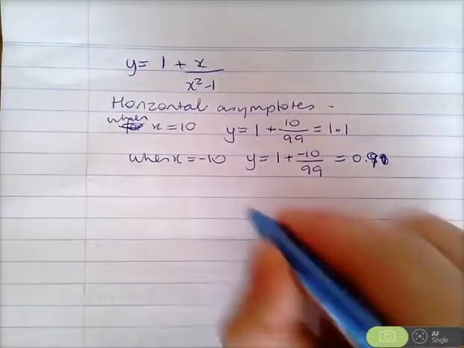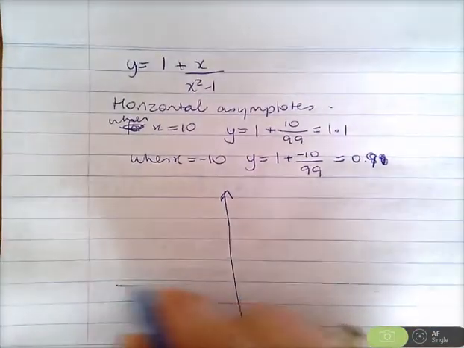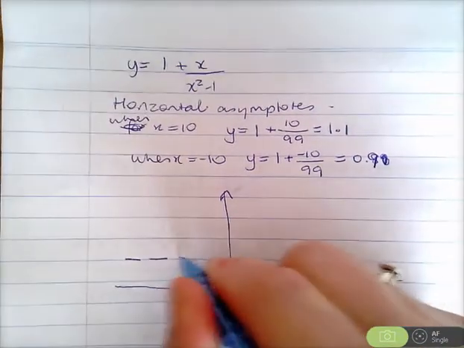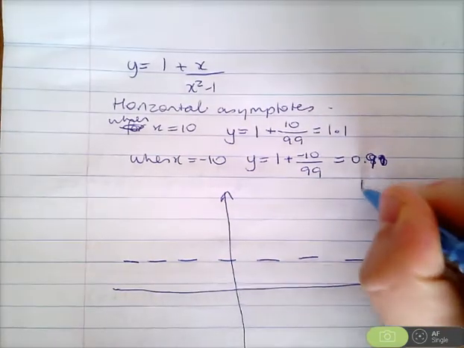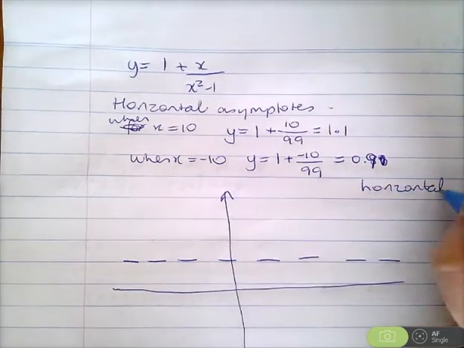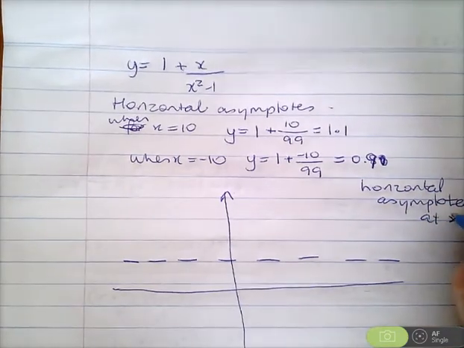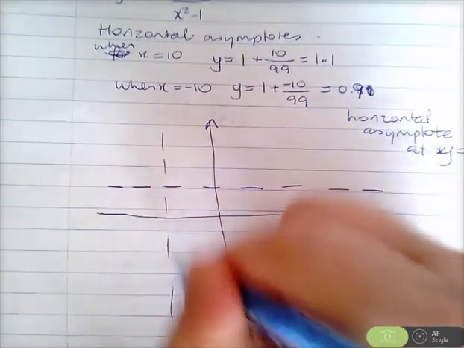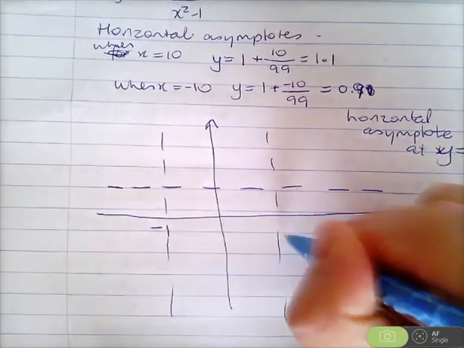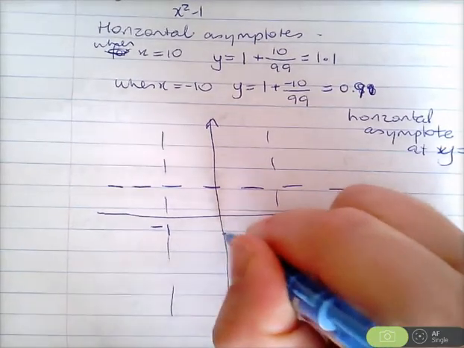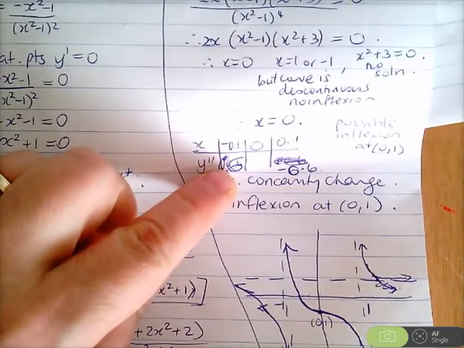So putting all our information together again, we will have a horizontal asymptote at y equals 1. Now, putting all the information together that we had before, we've got two vertical asymptotes at 1 and negative 1. We have that inflection here at 0, 1. We know that the curve was concave down on the left of that inflection.